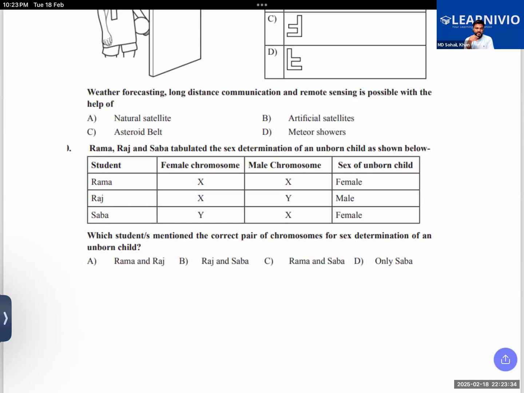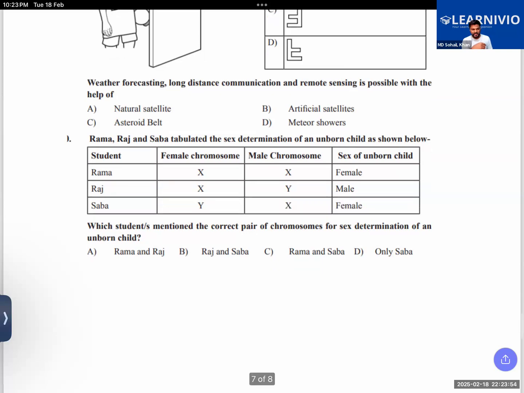Okay, so see, the question is which students mention the correct pair of chromosomes for sex determination of an unborn child. As you know, XX will be female, XY that's male, YX is not. In this case the female chromosome is not the Y one, it's only the X one. So that one is correct. Good, Rama and Raj.